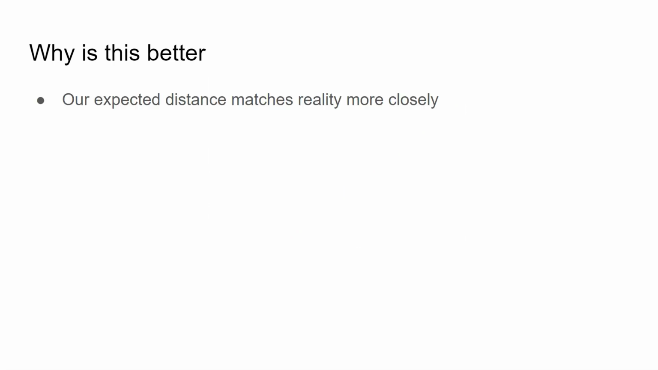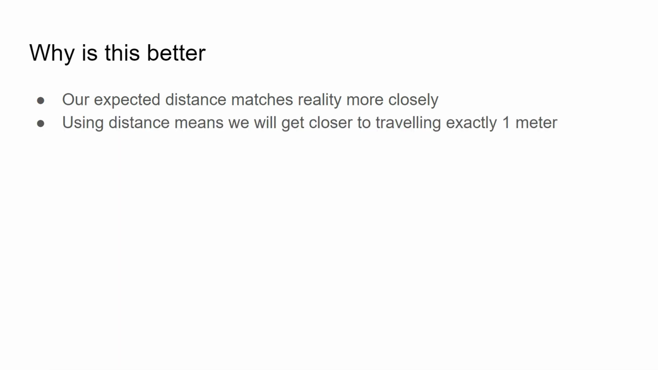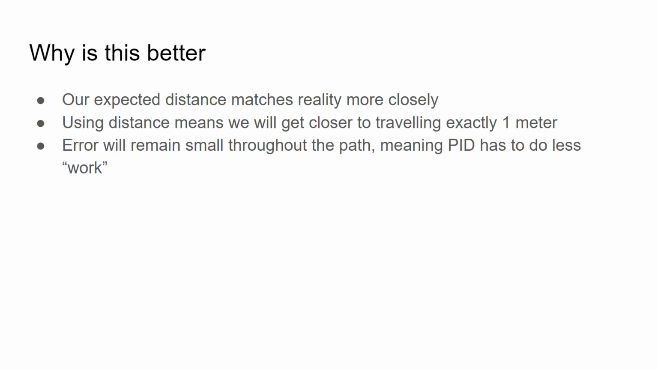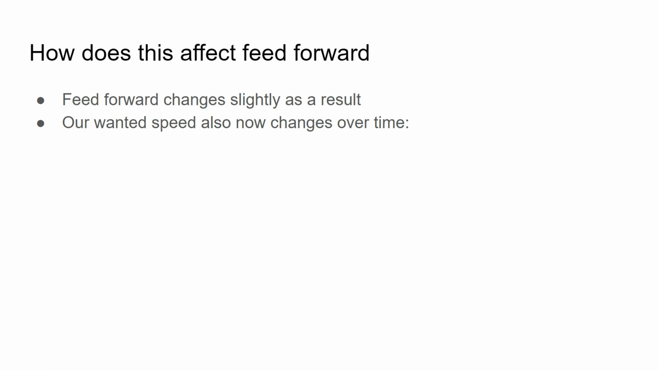Well, our expected distance now more closely matches reality, right? Before, if our expected distance was just 1 meter the whole time, we don't actually expect to be at 1 meter when the motion begins. So now we're matching reality more closely, and that's great because, firstly, we'll get closer to traveling 1 meter, and secondly, PID has to do less work. We're basically using the information we know about the real world to make that error small. The more work your PID is doing, the more chance something goes wrong and you go off the path you're intending to go on. How will this affect our feed forward?